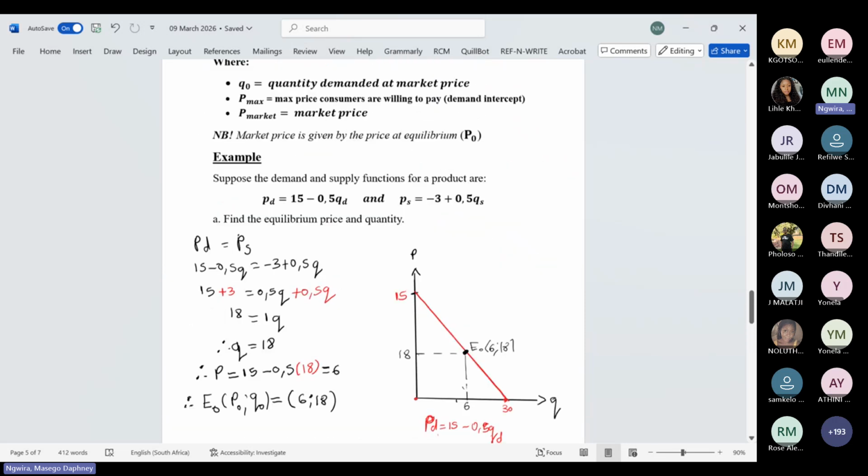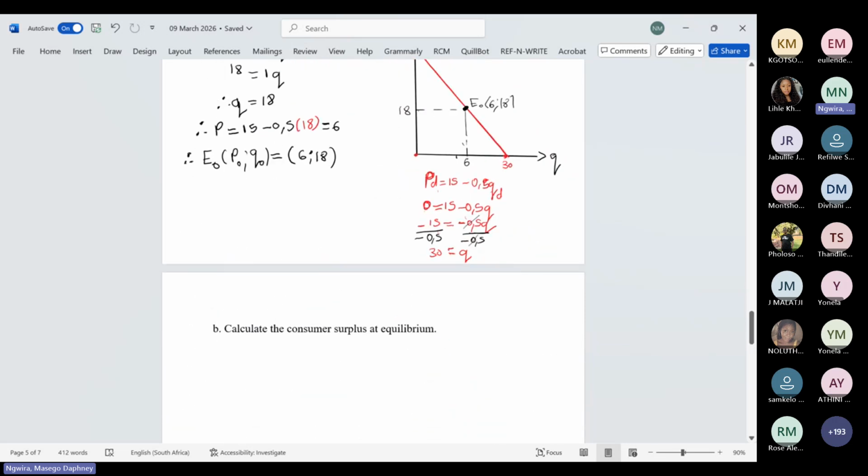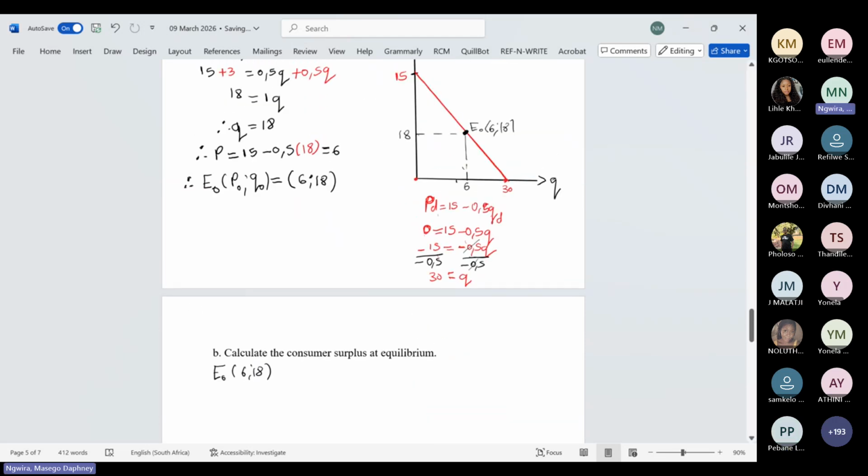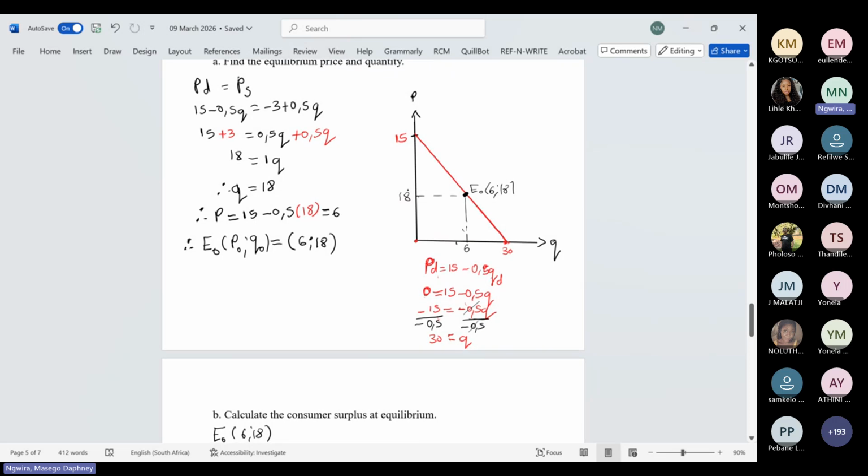Consumer surplus, we need Q naught. We know that our E naught is 6 and 18. That means the 18 is on the wrong side on the line, isn't it? No, this is P. P is 6. Yes, this is 6. And then this is 18.